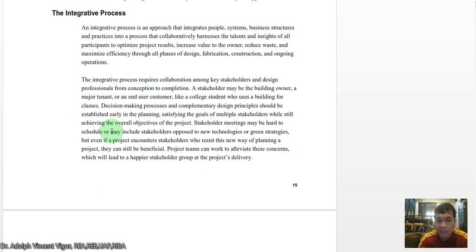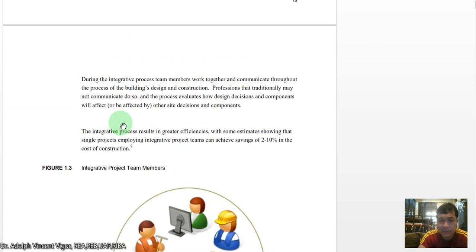So stakeholder meetings may be hard to schedule or may include stakeholders opposed to new technologies or green strategies. But even if a project encounters stakeholders who resist the new way of planning a project, they can still be beneficial. Project teams can work to alleviate their concerns, which will lead to a happier stakeholder group at the project's delivery. So during the integrative process, team members work together and communicate throughout the process of the building's design and construction.